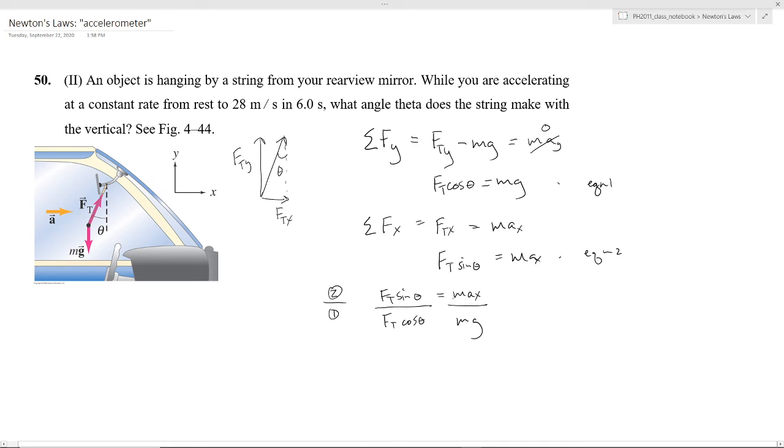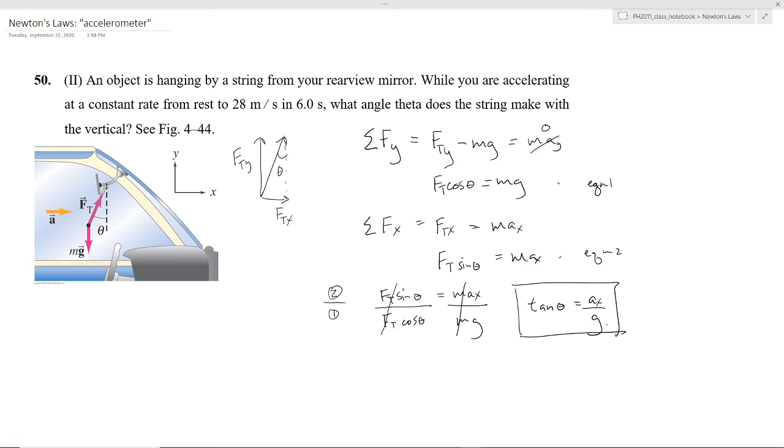It may be an unfamiliar way of going about problems, but it's a good technique to have in your toolkit because sometimes a lot of things will cancel out, as they do in this case. We have a factor of FT in both the numerator and the denominator, and those cancel, and also the masses cancel. So we end up with this really nice expression. Notice we have sine over cosine, which we can consolidate into just tangent theta equals ax over g. So we have a nice relationship between the angle and the acceleration.